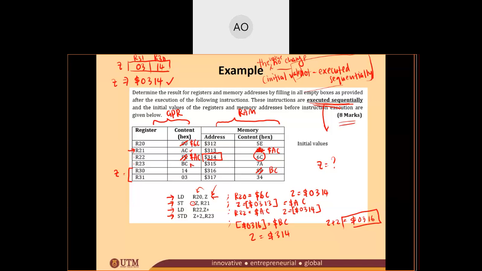Okay, I love this kind of question because why? Because it's easier for me to do marking. Just look at this value here. If the value is different, then you get wrong marks, you get 0 marks. If the value is the same as the answer, then you get the full marks.